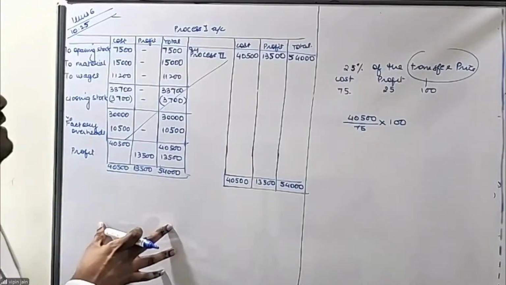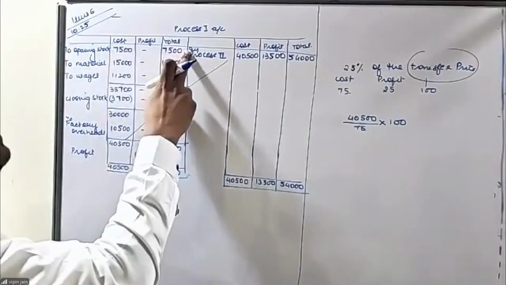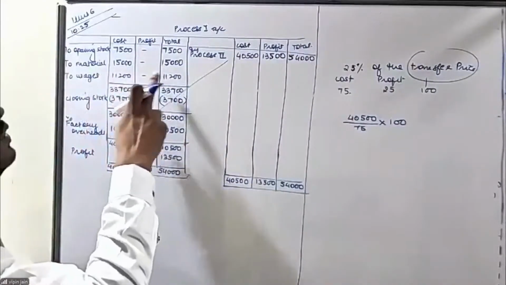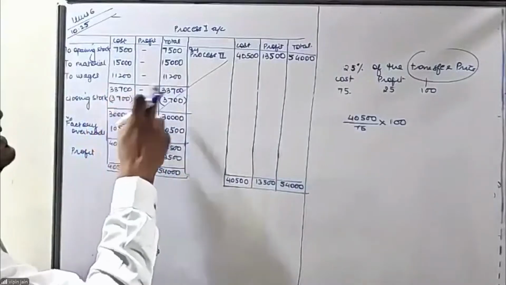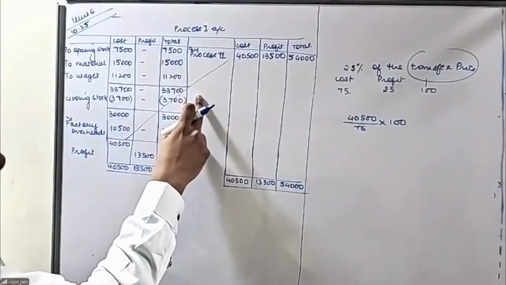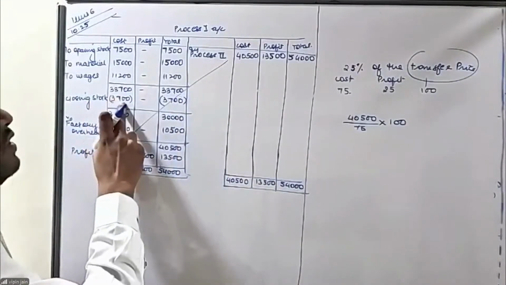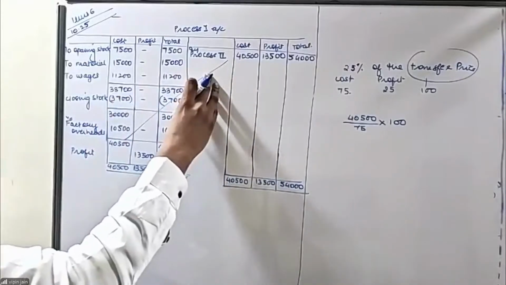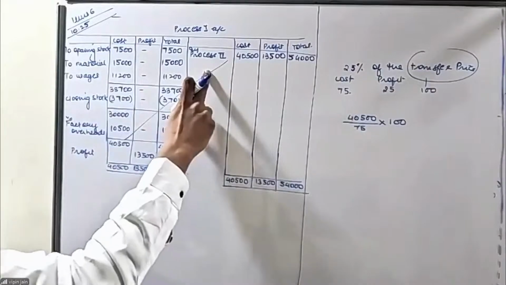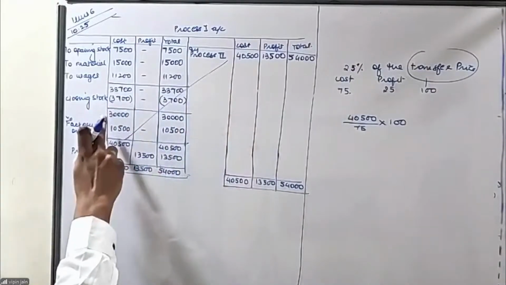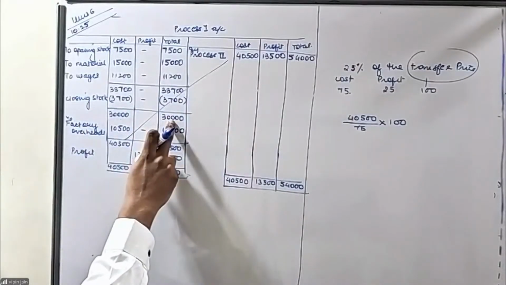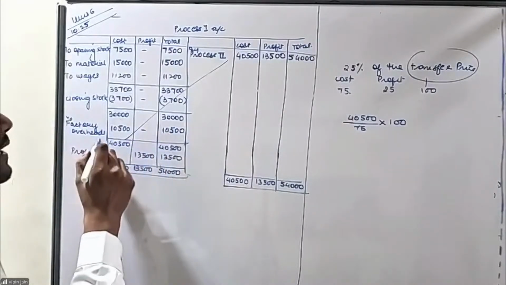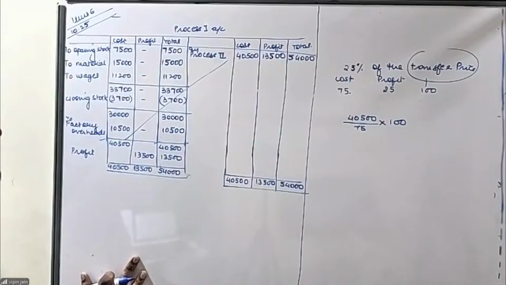So I repeat again, the opening stock is 7,500, no profit. Material again, the cost, no profit. Wages again, no profit. So this is 33,700. My prime cost is 33,700 minus my closing stock. Alternatively, you can show the closing stock here also. Both the approaches are correct. So 3,700, you can show closing stock here instead of subtracting this. So we have got 30,000, 30,000. Now factory overheads 10,500, 10,500. So my total cost is 40,500.